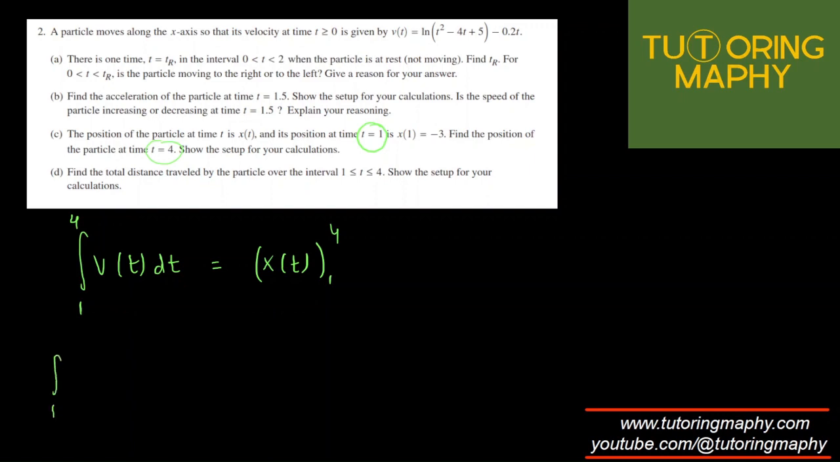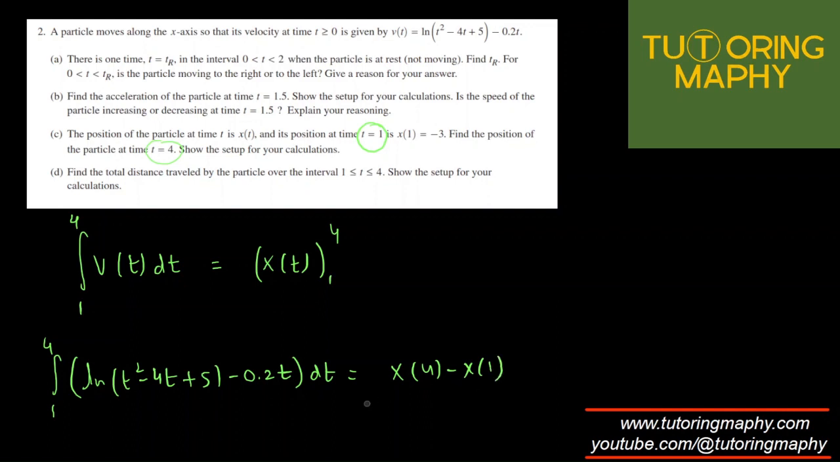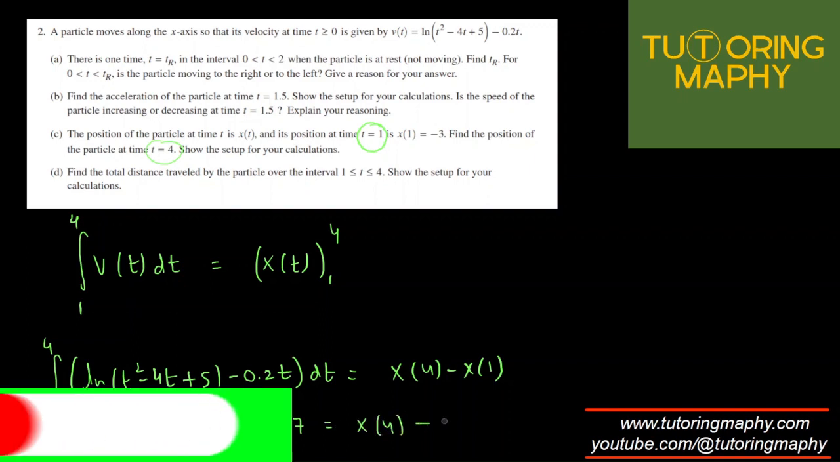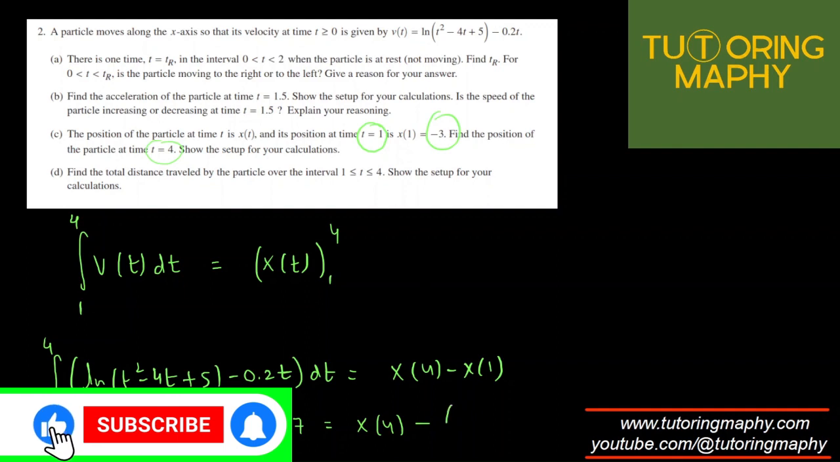We already know the expression for the velocity. That's ln of t square minus 4t plus 5 minus 0.2t dt, and this is going to be equal to x of 4 minus x of 1 using the FTC. This thing on the left side, we can use a calculator for. If we do that, we end up with 0.197117, and that is equal to x of 4, which we do not know, and x of 1 is already given in the question as -3.